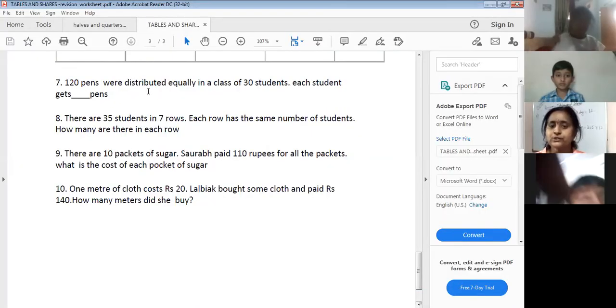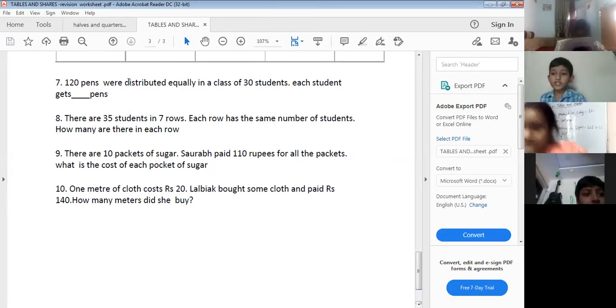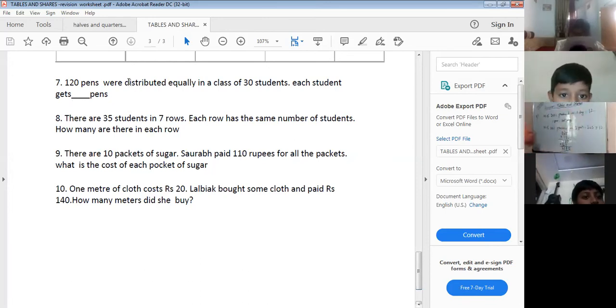120 pens were distributed equally in a class of 30 students. Each student gets dash pens. Total pens, how many? 120. Distributed among how many children? 30 students. Okay.